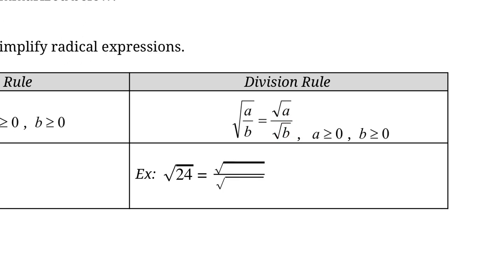As an example, we have the square root of 24. So what number divided by another number will equal 24? So 48 divided by 2 is equal to 24. So this is the same thing. The square root of 48 divided by 2 is the same thing as the square root of 24. And we can actually rewrite this as the square root of 48 divided by the square root of 2.